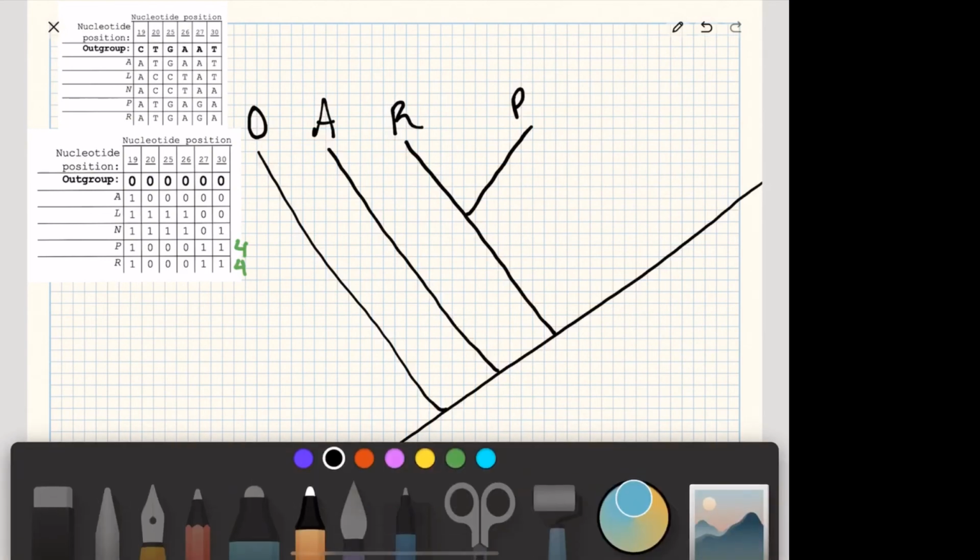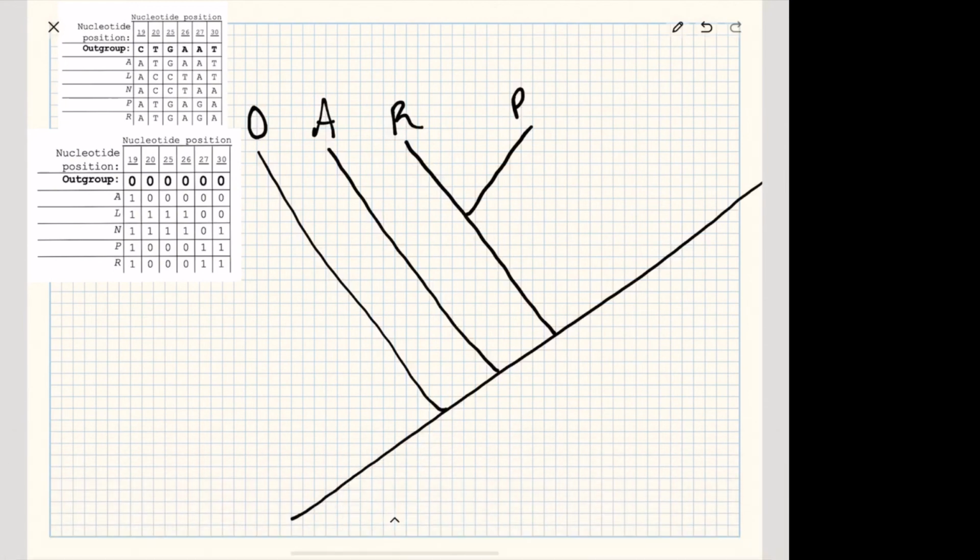But P and R, it doesn't matter which order we place them in up here because, remember, we can pivot at any node. The left and the right doesn't make a difference here. And now that means we're only left with 2 others. Since we've done A and P and R, we just have L and N left.